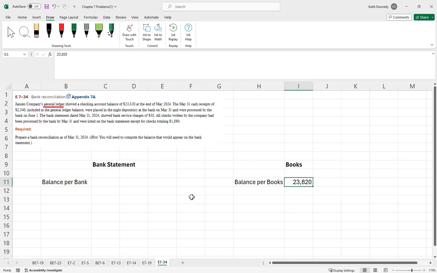What they're doing here normally, and I don't like that they're doing this, because I would rather have a problem where we just reconcile and show that it's the same, but in traditional accounting they're doing things backwards. They're giving us our balance per books, and then we need to figure out what it should be based on the bank statement and back into the balance per bank, right? That's what it says here. Hint, you'll need to compute the balance that would appear on the bank statement. Not a big fan of this, but we can work through it nonetheless, right?